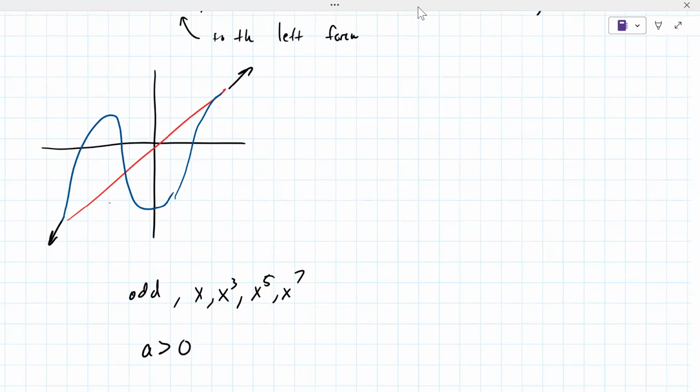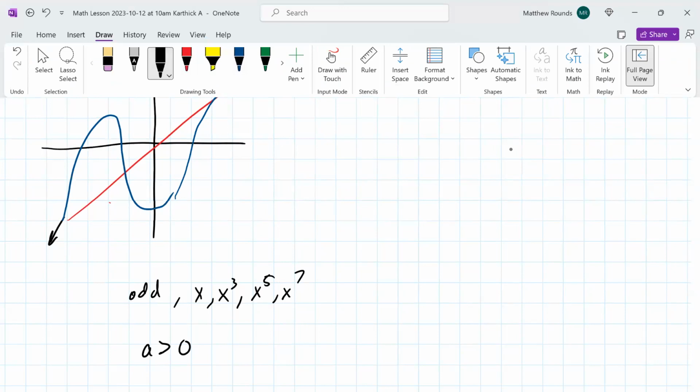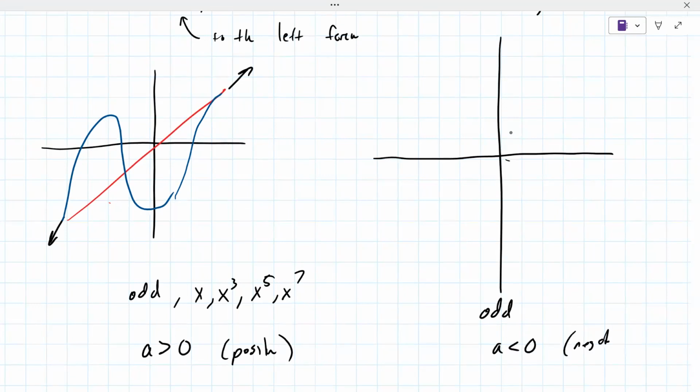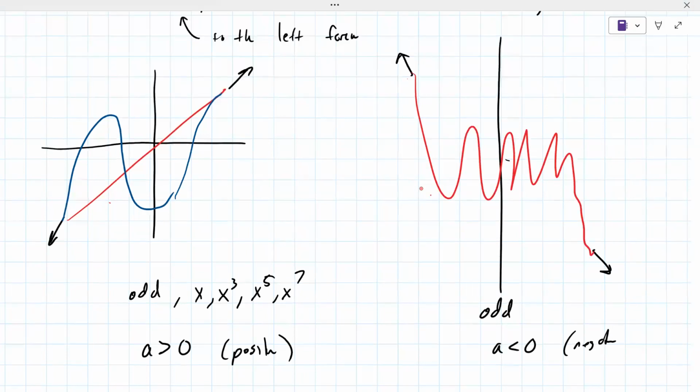Okay. And then the other possibility is that it's a negative leading coefficient. So if it's odd, and this one's positive leading coefficient, this is a negative leading coefficient, it goes the other way. It starts high and ends low. And again, we don't really care what's going on in the middle. It could do wild and crazy things in the middle here, but it will eventually go the other direction.